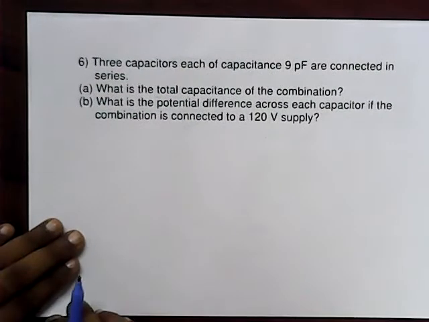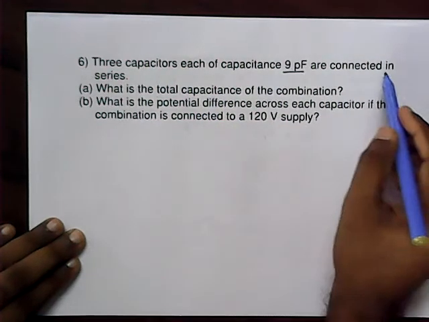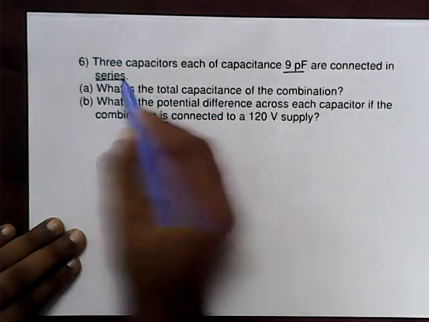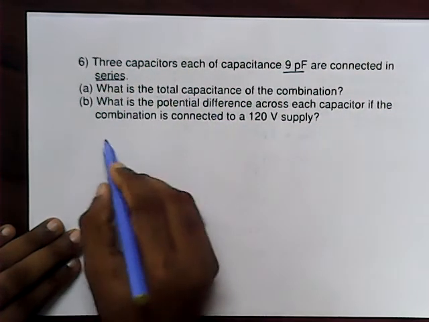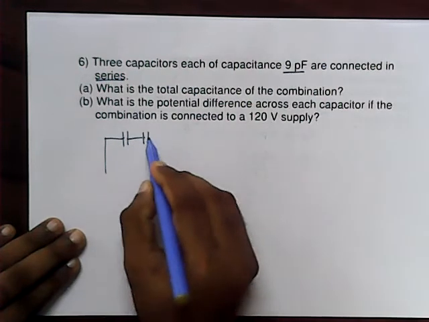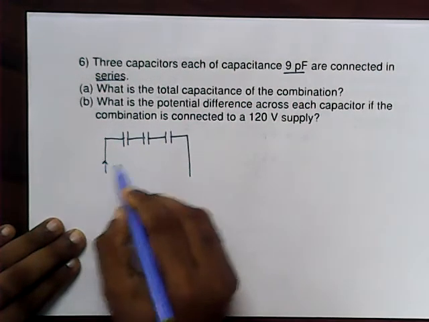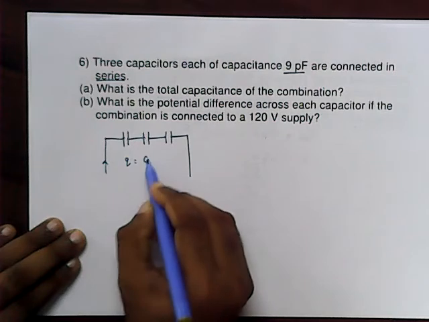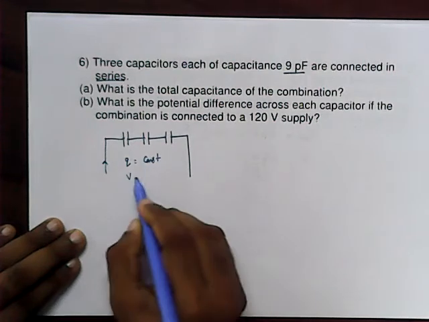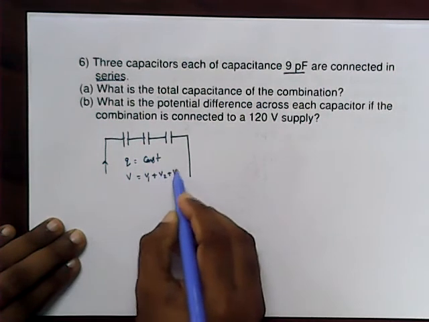Three capacitors, each of capacitance 9 pF, are connected in series. So we can connect them in a series combination. As we studied in the earlier classes, you should know the charge is constant and the potentials are added together. It is a very important concept.